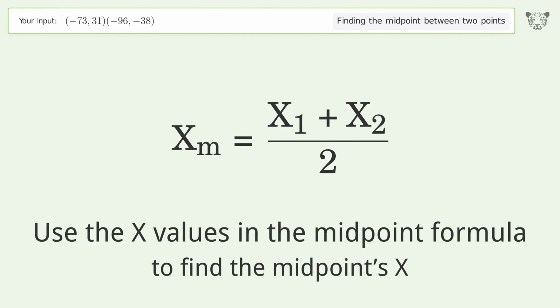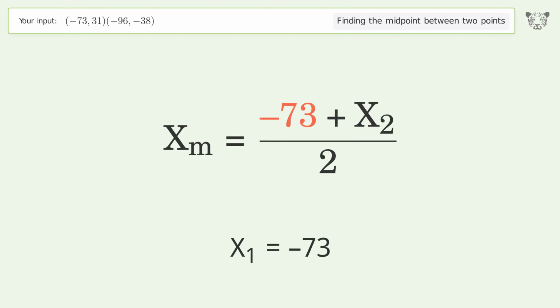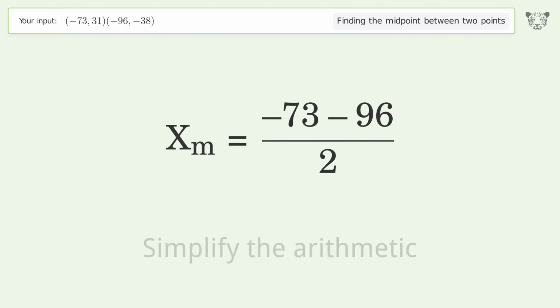Use the x values in the midpoint formula to find the midpoint's x. x1 equals -73. x2 equals -96. Simplify the arithmetic.